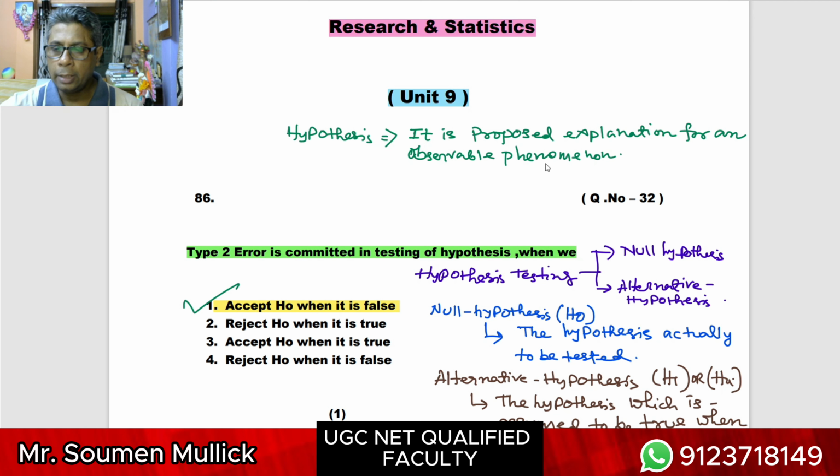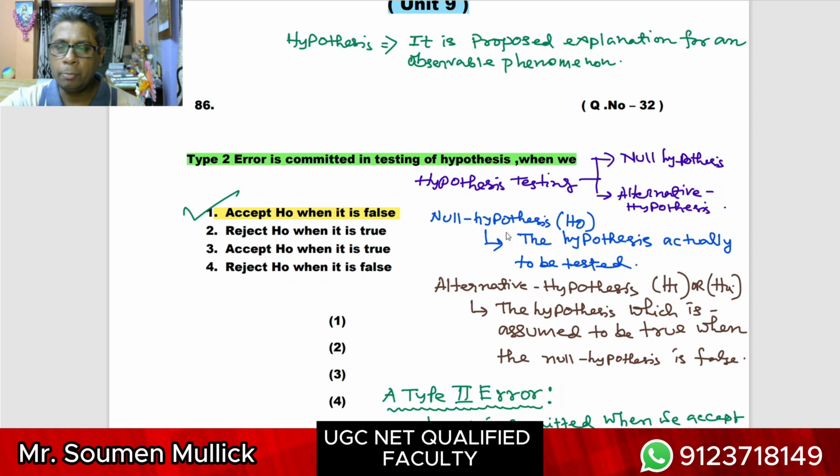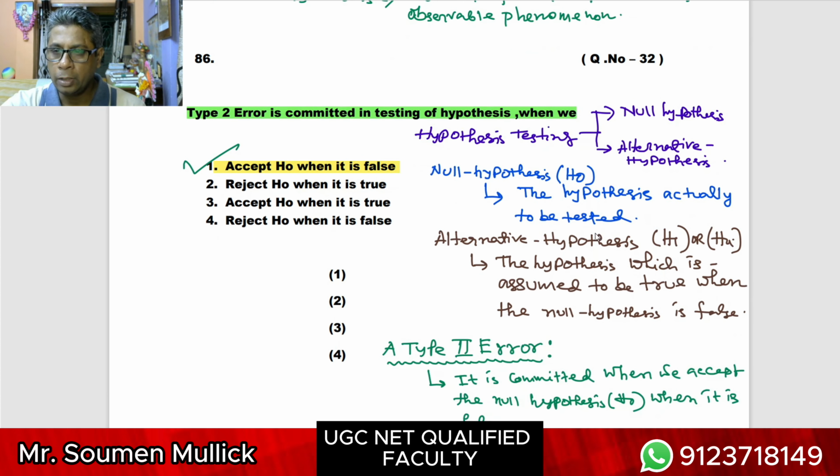Number two, hypothesis testing is based on null hypothesis and alternative hypothesis. What is null hypothesis? The hypothesis which is actually to be tested. The symbol of null hypothesis is H0. Then the alternative hypothesis is the hypothesis which is assumed to be true when the null hypothesis is false. It is symbolized as H1 or Ha.